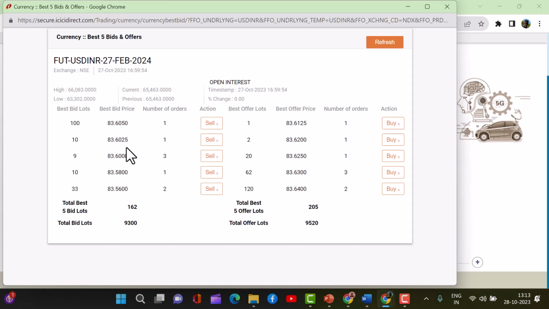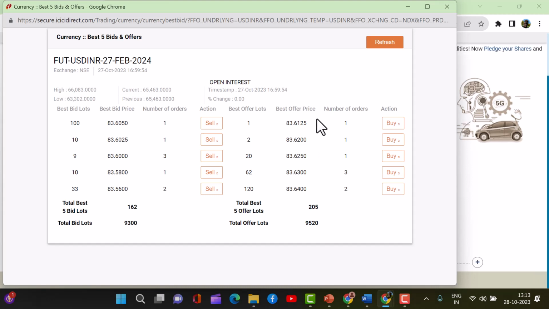Only when there is somebody selling and the orders match will the order get executed. So they will be placed in the order of high to low. Somebody wants to buy 33 at the price of 83.56. He thinks the price of the dollar will go down, so why should he buy at 83.60? He has placed a limit order at 83.56. His order will get executed only if there is someone willing to sell to him at 83.56.